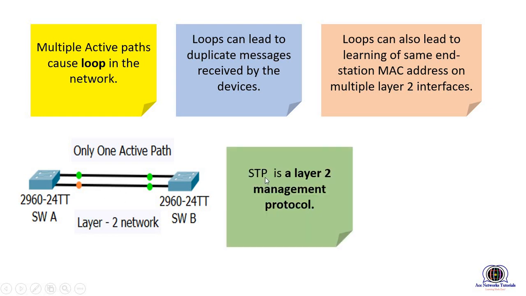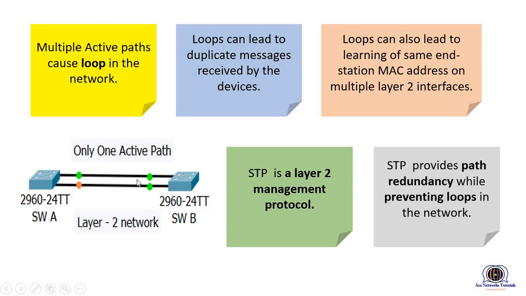Now here comes STP to the rescue. STP is a layer 2 management protocol. STP provides path redundancy while preventing loops in your network. So this is actually the ideal thing that we are looking for in our topology. That means we should not have loops, but we should have a redundant path. STP provides this. How it does that, we will look at in a moment.